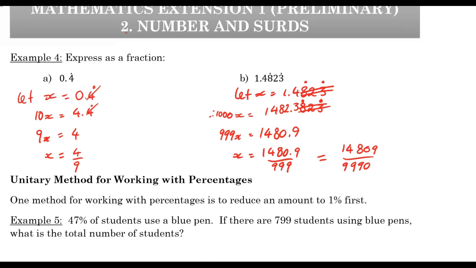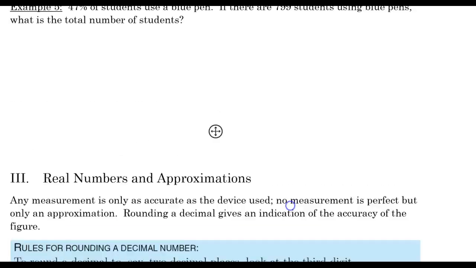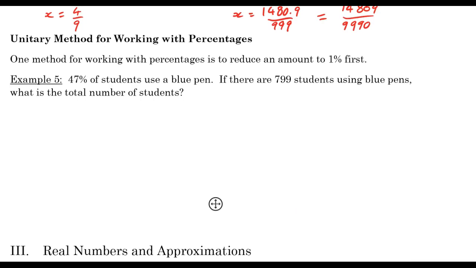Practice those. It's not very tricky, but if you forget how to do it, you'll be sharp to remember how to work it out from scratch if you try to do that in a test. One more little thing to do here: the unitary method for working with percentages. Again, not overly taxing, just got to have an idea of what you're going to do. In this example, 47% of students are using a blue pen, and that 47% represents 799 students. So how many students are there altogether?